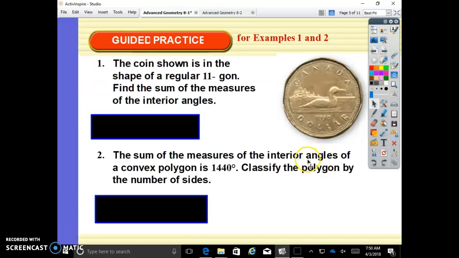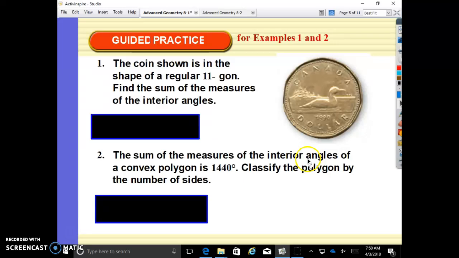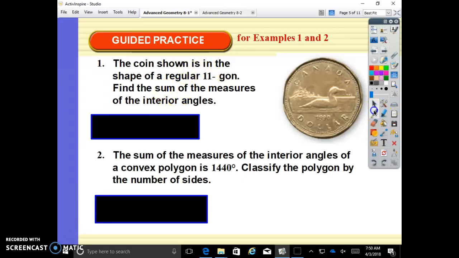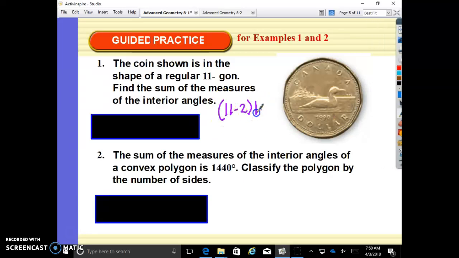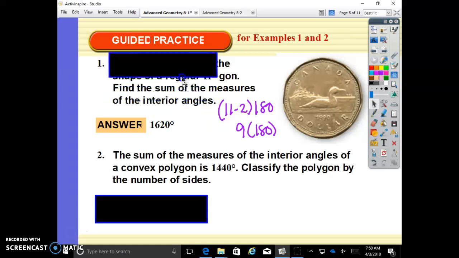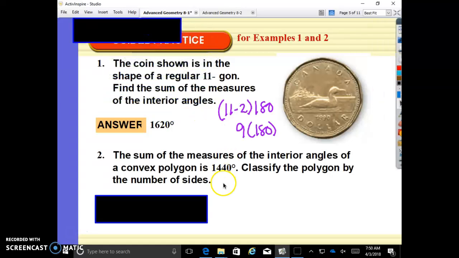The coin shown is in the shape of a regular 11-gon, a hendecagon. Find the sum of the measures of the interior angles. So 11 minus 2, what is 11 minus 2? That's 9, and 9 times 180. When you do 9 times 180, you should get 1,620.